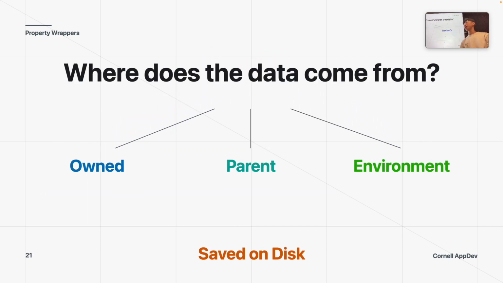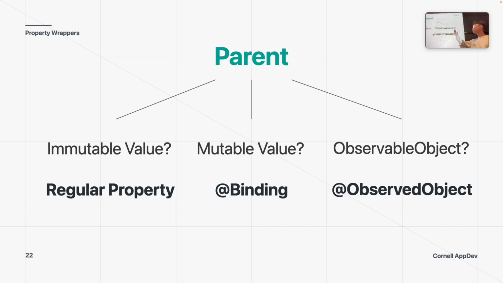Now, if it's from some parent, again, immutable value, you can just use a regular property. But if it's mutable in some way, then you want to use @Binding. If it's a reference type and you want it to be mutable, then use @ObservedObject.